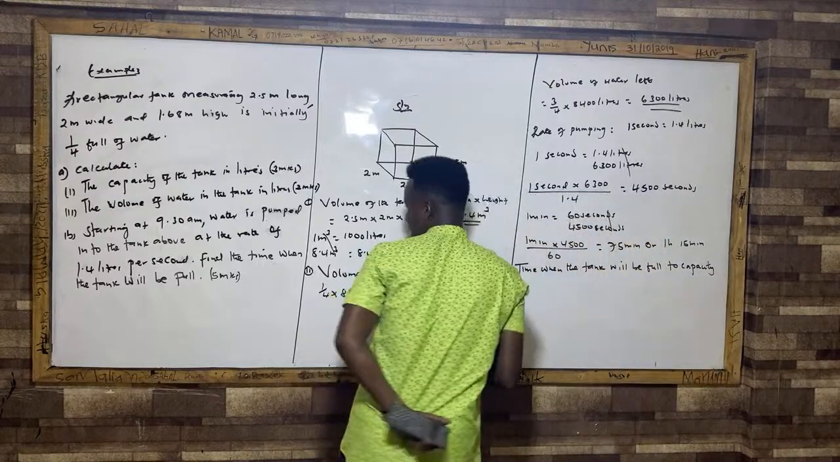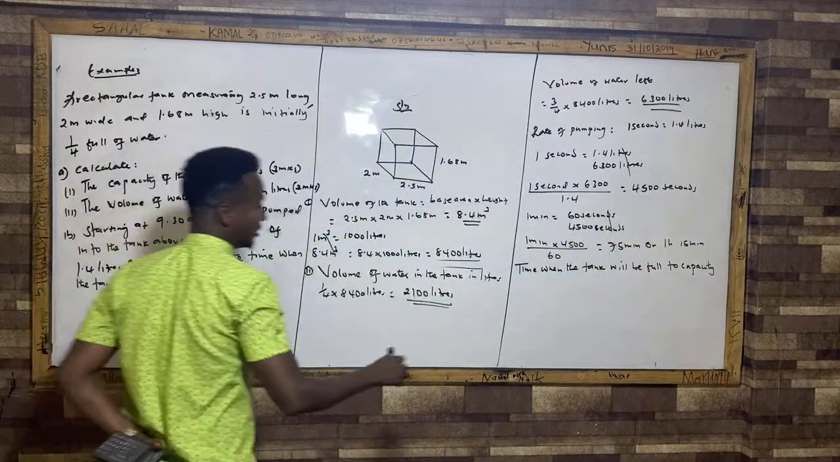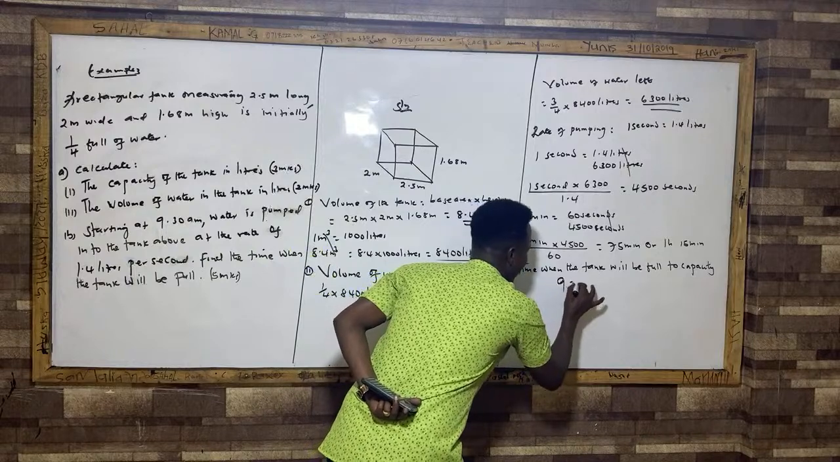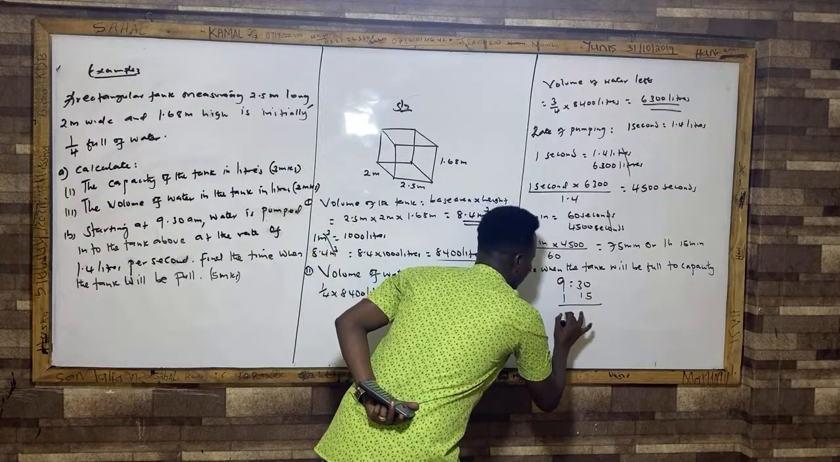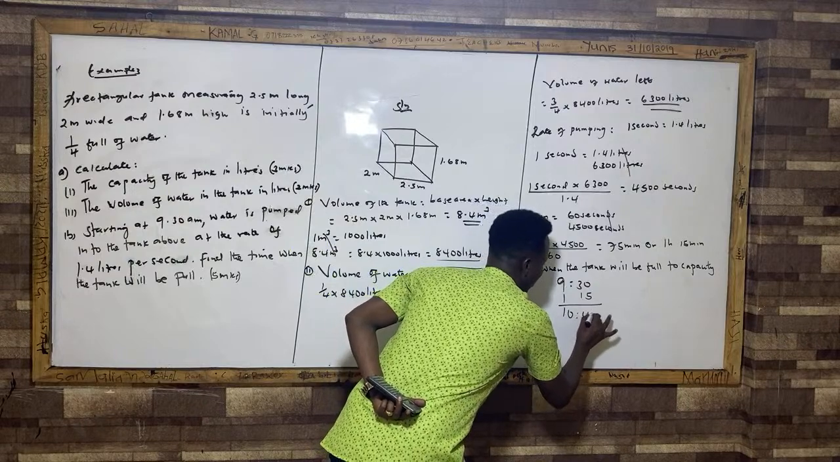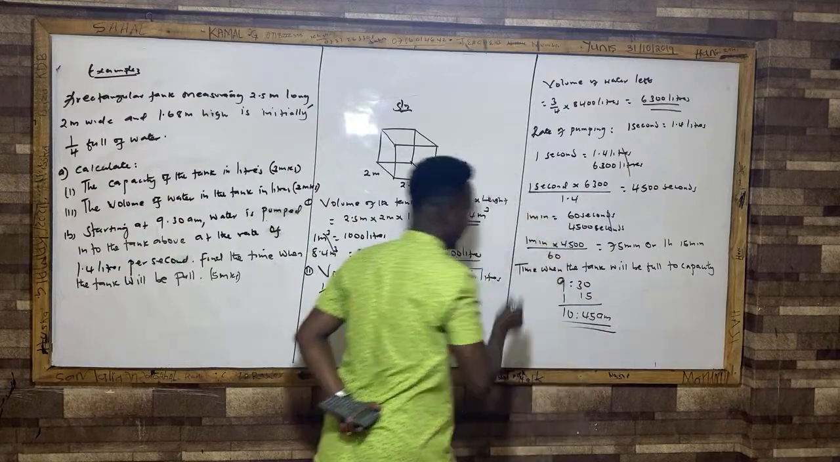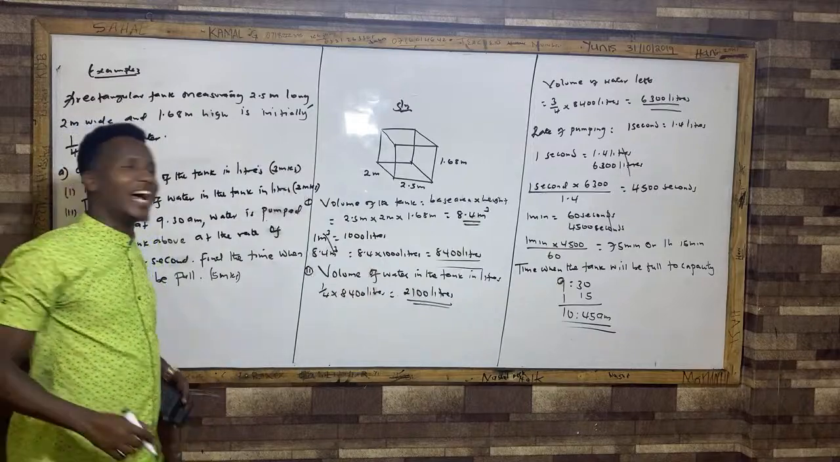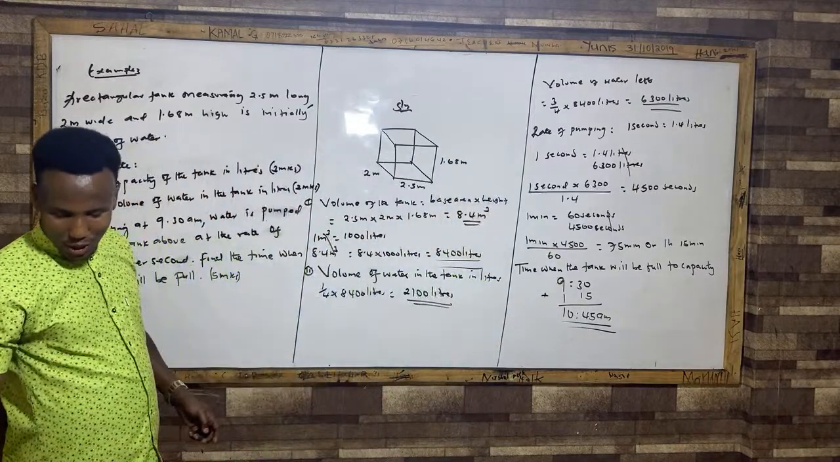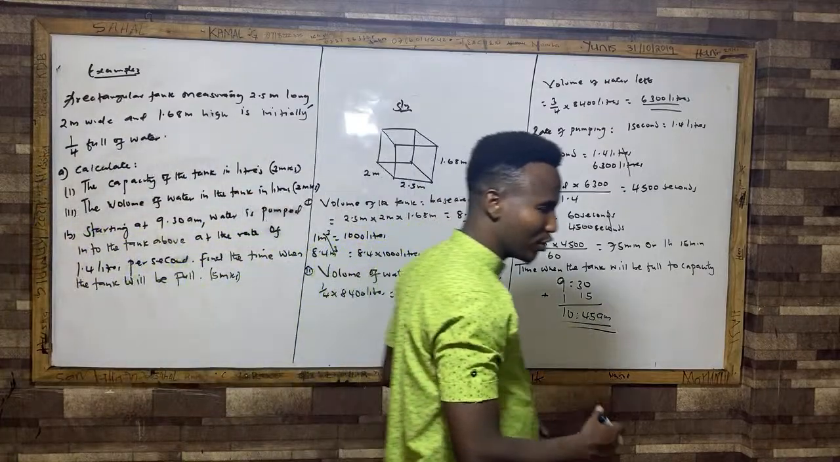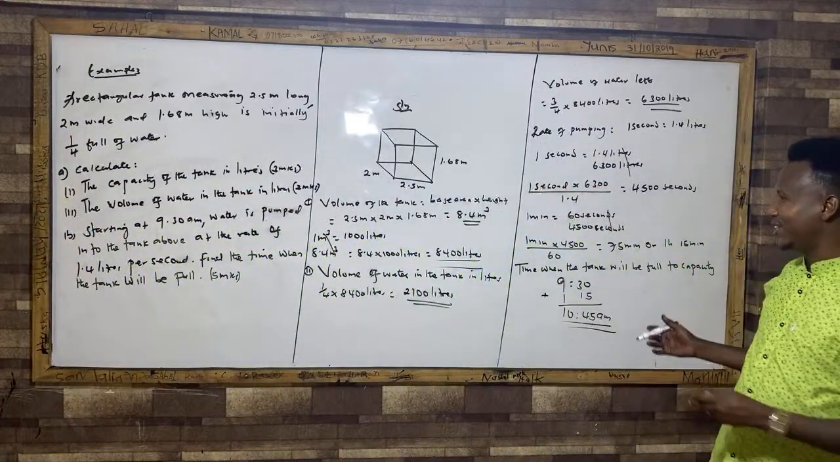It will be, starting time was what? Was 9:30. It will be 9:30 plus 1 hour and 15 minutes. So that will give me 10:45 a.m. This is the time where the tank will be full. We are adding, remember, this is plus. Don't forget. So this is how KCSE questions based on volume are framed, okay?